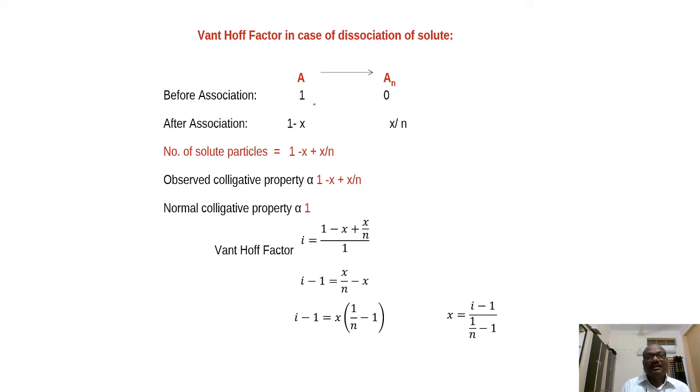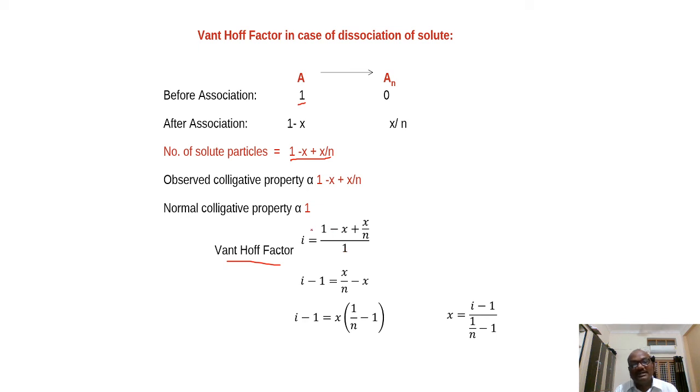So the normal colligative property will be directly proportional to 1, and the observed colligative property will be directly proportional to 1 minus x plus x by n. x is the degree of association. You remember that, degree of association. So observed is 1 minus x plus x by n. Normal is directly proportional to 1. So the Van't Hoff factor i will be equal to the observed colligative property by the normal colligative property. That's why 1 minus x plus x by n divided by 1.